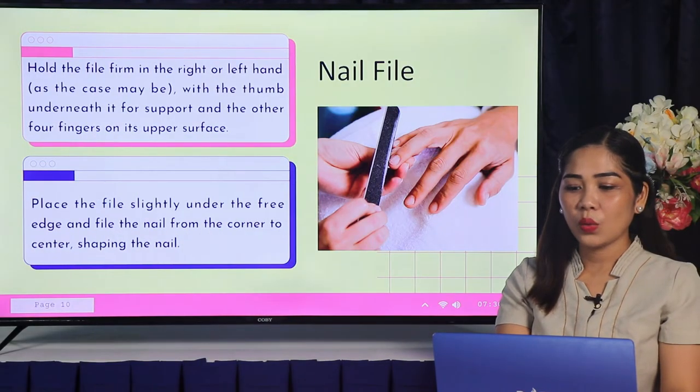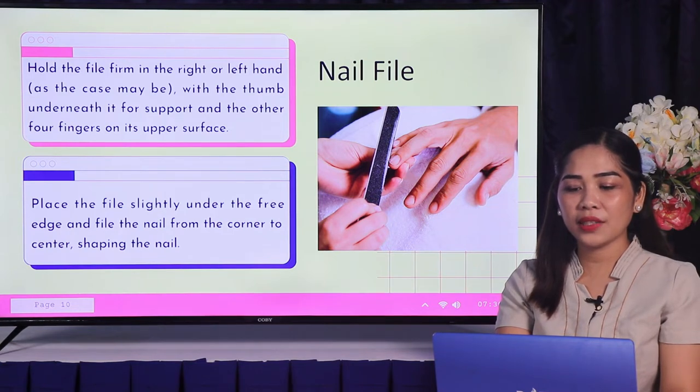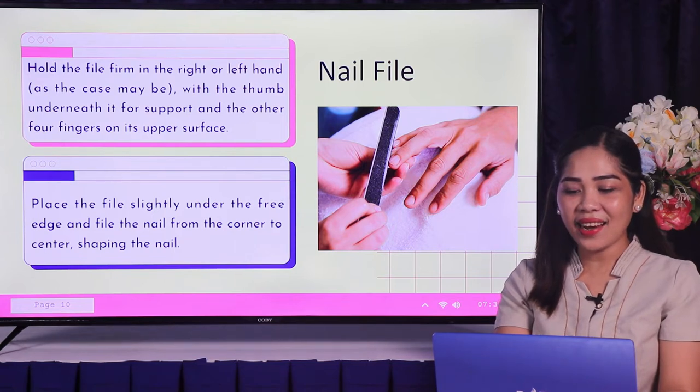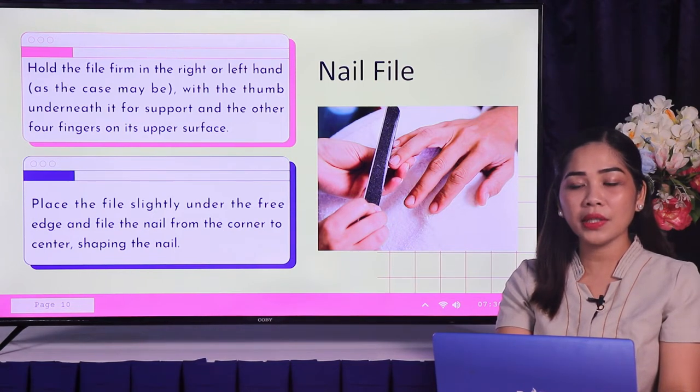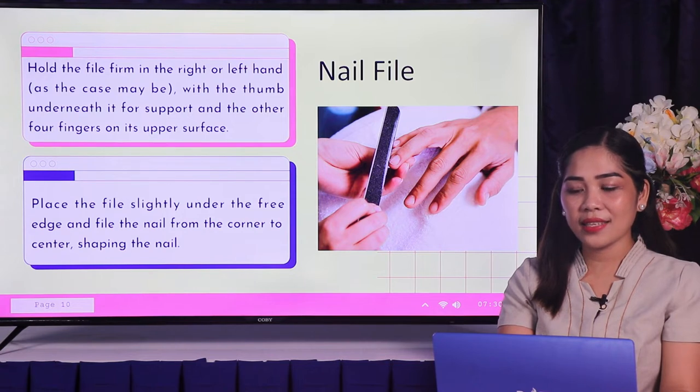To start with, when doing the manicure and pedicure, we will be using a nail file. All you have to do is to hold the file firmly in the right or left hand, as the case may be, with the thumb underneath it for support and the other four fingers on its upper surface. Place the file slightly under the free edge and file the nail from the corner to center, shaping the nail. Never file back and forth, because this would cause the nails to crack and split. Do not file deep into the corners, because this weakens the nails, hurts the skin, and causes ingrown nails.